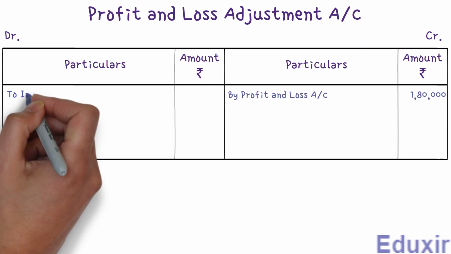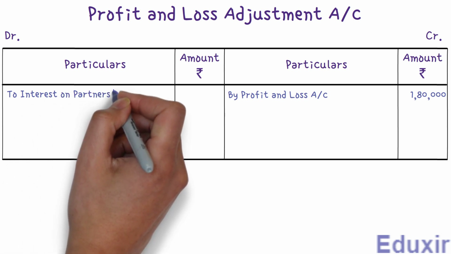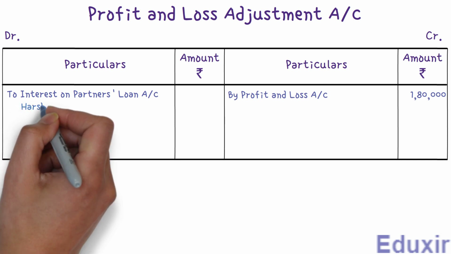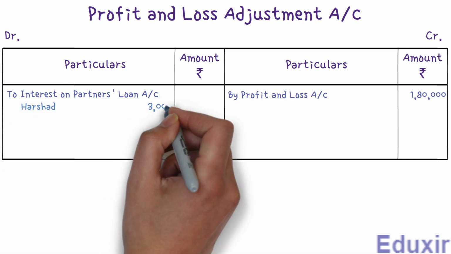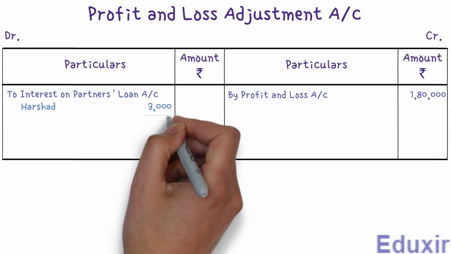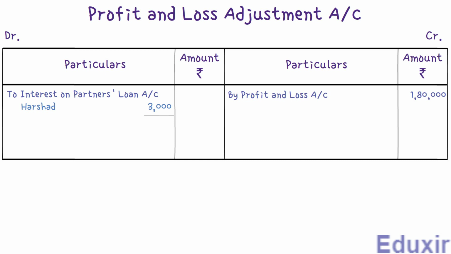Let's first write interest on partner's loan account into the particulars column on the debit side. Let's then write the interest on partner Harshad's loan amount as 3000 rupees. Remember that only partner Harshad has given a loan. There is no loan amount given by the partner Dhiman. So, let's write the total interest on all the loans, which is also equal to 3000 rupees, into the amount column on the debit side. With that, we have completed the posting of the interest on loan for the partner Harshad into the profit and loss adjustment account.